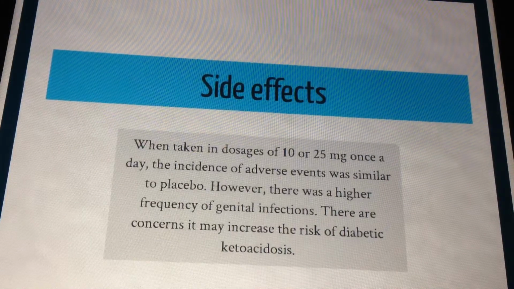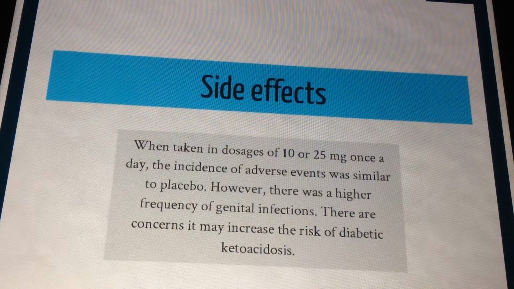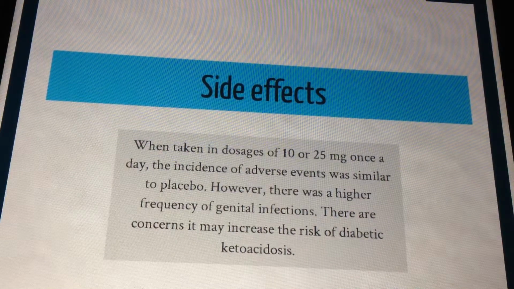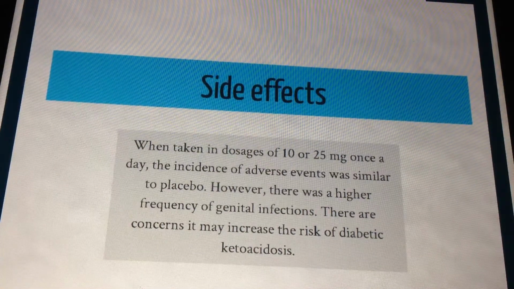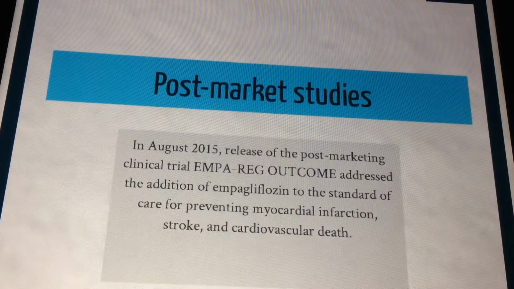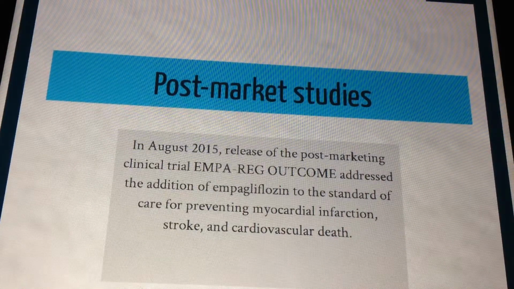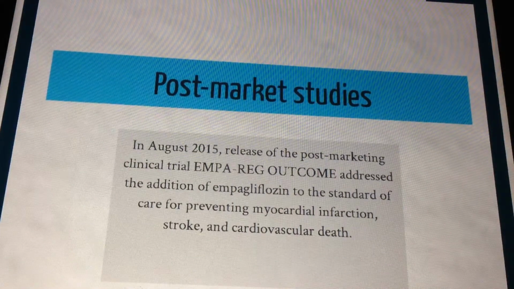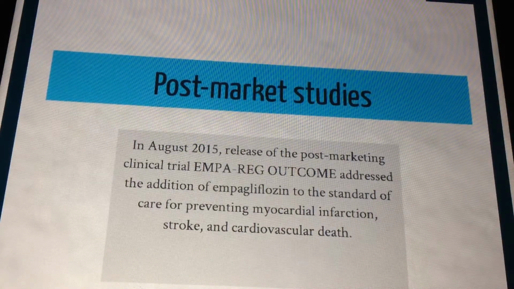Side effects: when taken in doses of 10 to 25 milligrams once a day, the incidence of adverse events was similar to placebo. However, there was a high frequency of genital infections. There are concerns it may increase the risk of diabetic ketoacidosis. Post-market studies: in August 2015, the post-marketing clinical trial EMPA-REG OUTCOME was released, addressing the addition of empagliflozin to standard of care for preventing myocardial infarction, stroke, and cardiovascular death.